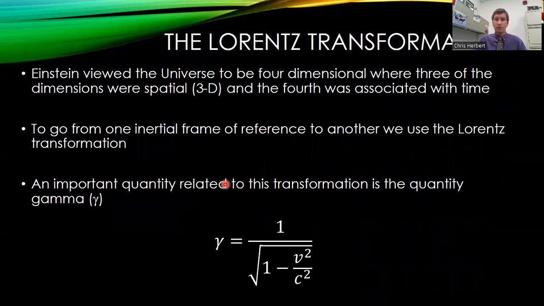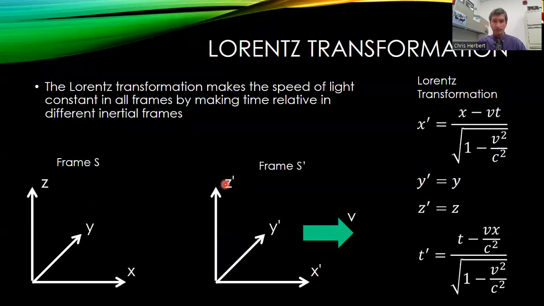So here's our Lorentz transformation. And the Lorentz transformation is a linear transformation. So we are going to map from one set of coordinates to another set of coordinates. And the Lorentz transformation allows us to do this, to go from our initial frame of reference to another frame of reference moving with respect to it.